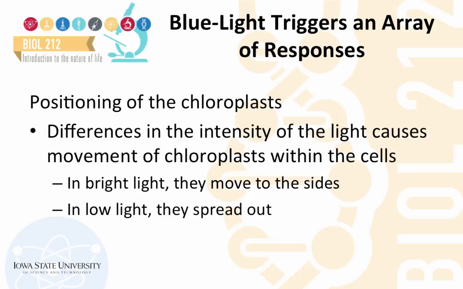In addition to the bending response in plants, blue light has an effect on the positioning of the chloroplasts within plant cells. Differences in the intensity of the blue light cause movement of chloroplasts within the cells. In bright light, they move to the sides, shading each other, whereas in low light, they spread out to maximize the absorption of light.